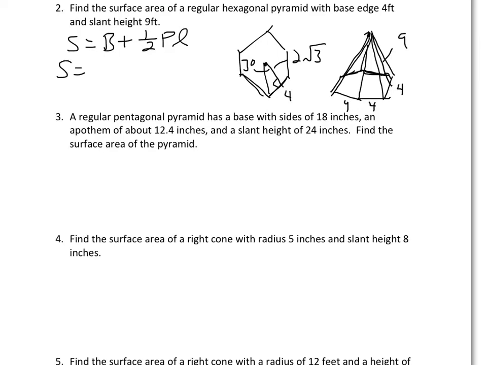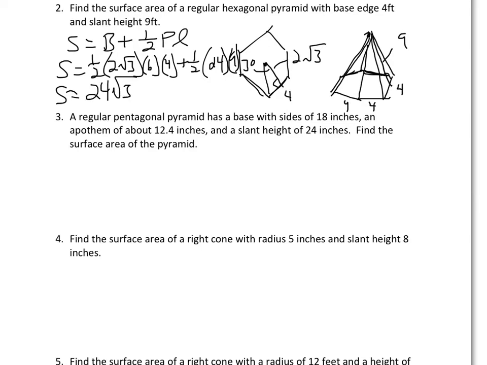So the surface area is 1/2 times the area of the base, which is 1/2 ANS. The apothem is 2 root 3. Number of sides is 6. Side length is 4. Plus 1/2 times the perimeter, which is 6 times 4, which is 24, times the slant height, which they gave us, was 9. Okay, so now we have to just multiply all that out. So the surface area is 24 root 3 from this first one, plus 12 times 9 is 108, and square feet.